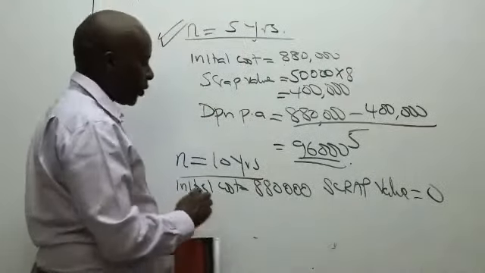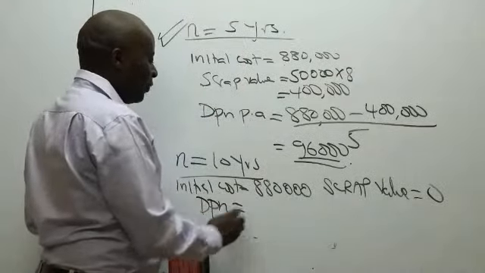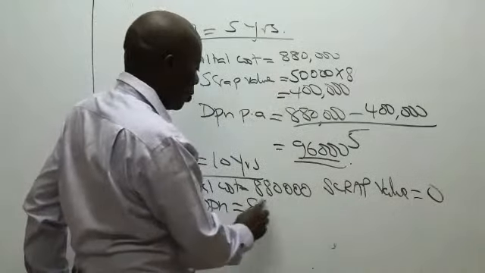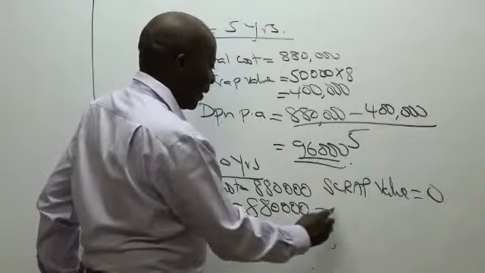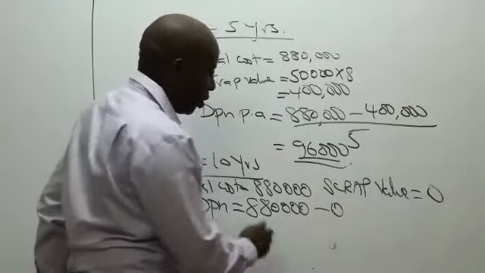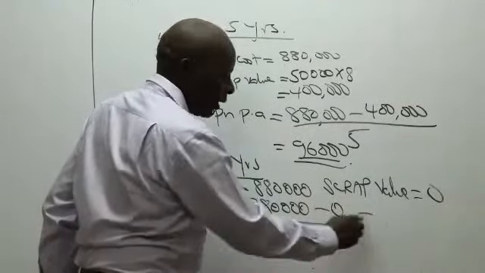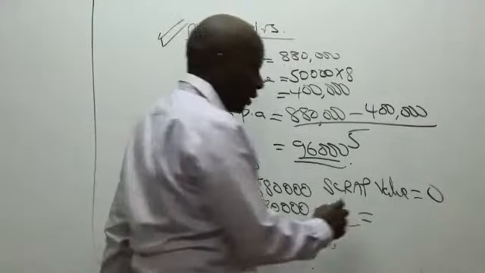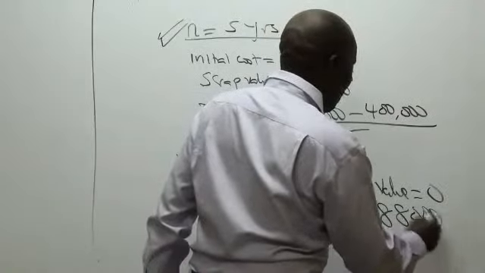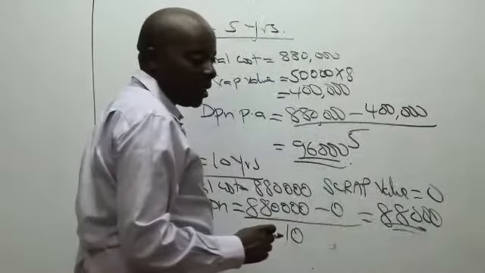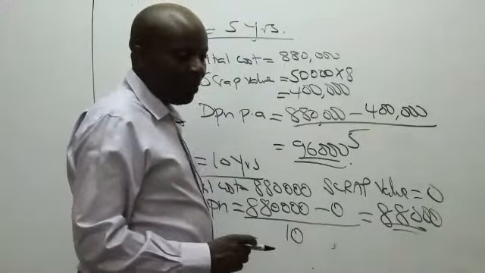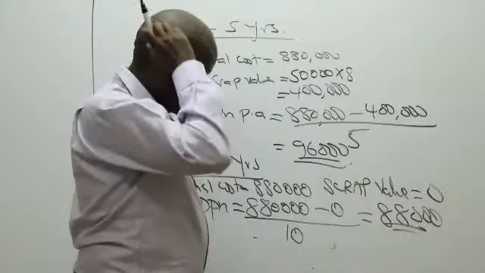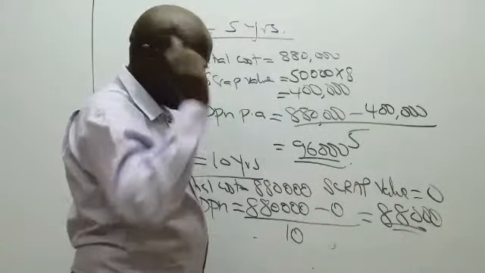And if that is the case, then could you kindly go ahead and give us depreciation per annum? I'll still use this formula. It is the initial cost of 880,000 minus the scrap value, which is 0, all over number of years, which are 10. So somebody is giving me a figure of 88,000. Lastly, now we have Winnie giving me 176. I don't know where Winnie is getting 176 from. 88. Okay, great.